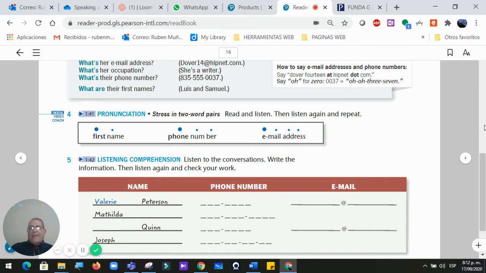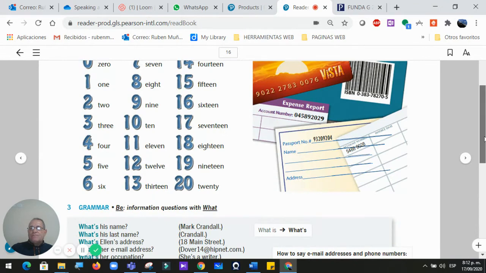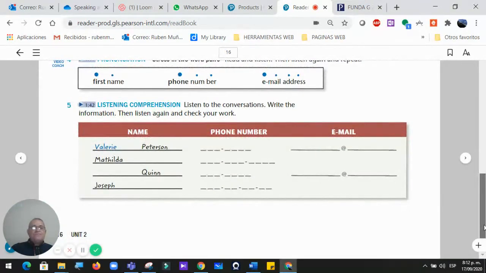Now, en este ejercicio, van a ser name, Valerie. Here, last name, Peterson. Telephone number, you have to write their telephone number. And here, the email, the email you hear. Matilda, last name, telephone number. And Quinn, listen. Listen to the conversations. Write the information.